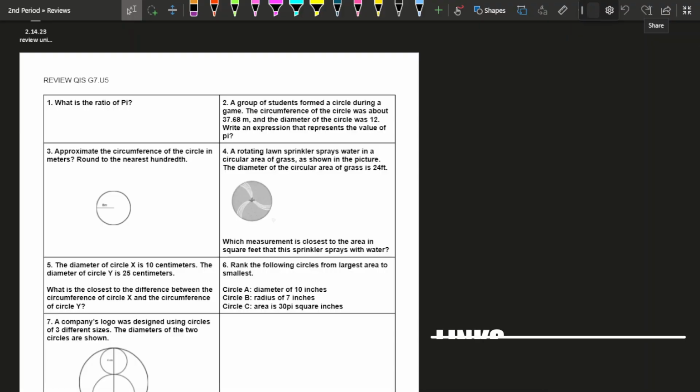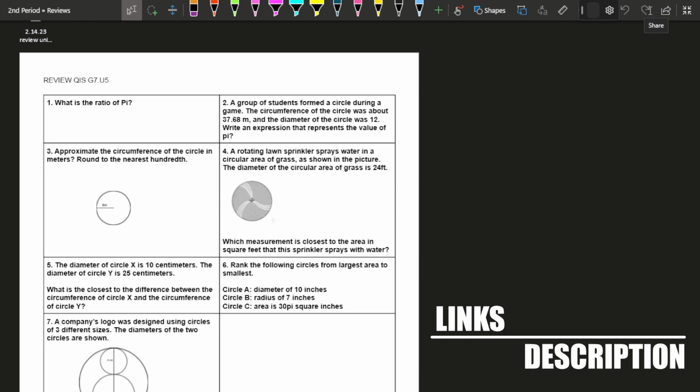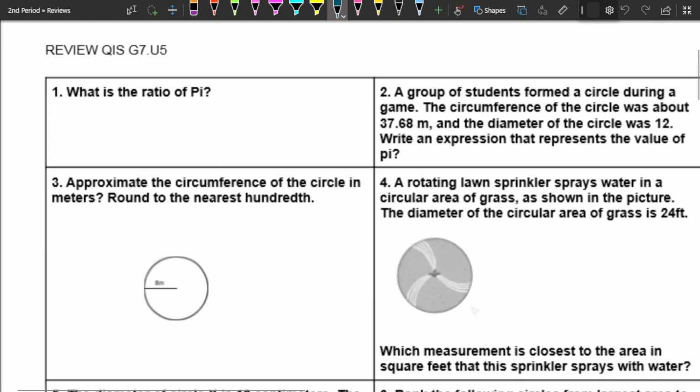All right, so the first thing that we're going to do is question number 1. This is a review for the test that we're going to have in class tomorrow. It says, what is the ratio of pi? Remember, when we talk about ratio, we're talking about a division, a fraction.